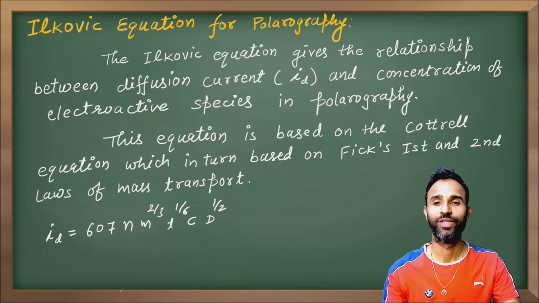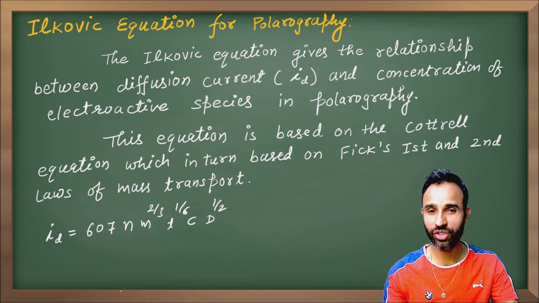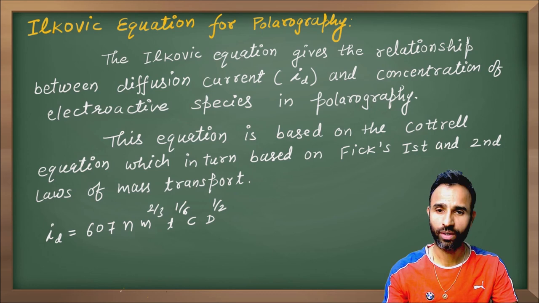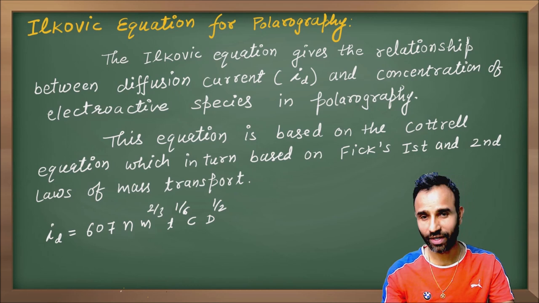So hello everyone, today we are going to discuss derivation of Ilkovic equation. Actually, in most of the books, Ilkovic equation is given as such. This is the Ilkovic equation, that is ID equal to 607 n m raised to power 2 by 3 t raised to power 1 by 6 c D raised to power 1 by 2. It is given as such, and it is written what is n.